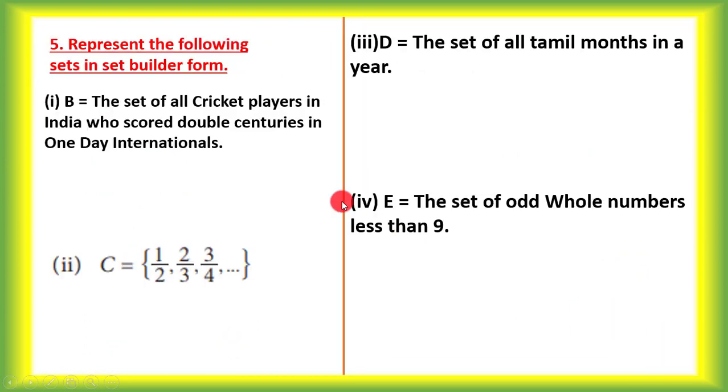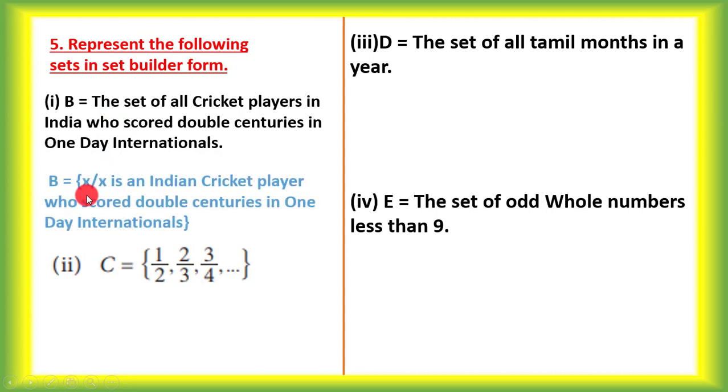Then the fifth sum. B is equal to set of all cricket players in India who scored double centuries in one-day internationals. Represent the following sets in set builder form. Set builder form means we are going to describe by a rule. So, first note that we remove the words set of all. In the place of set of all, we write like that.